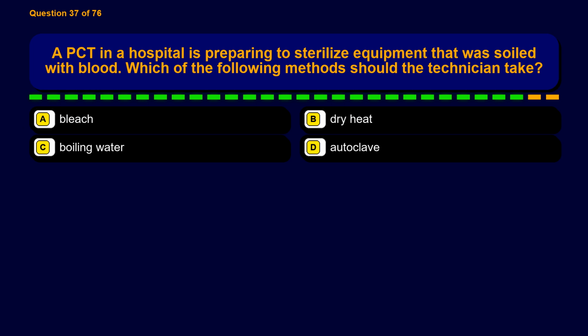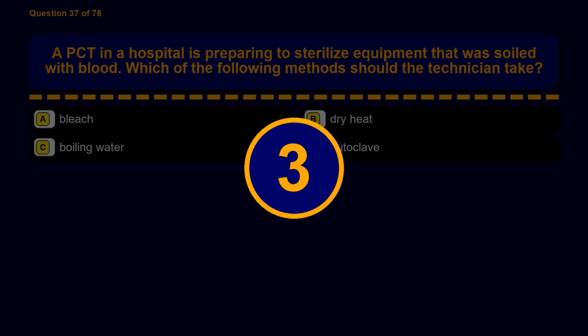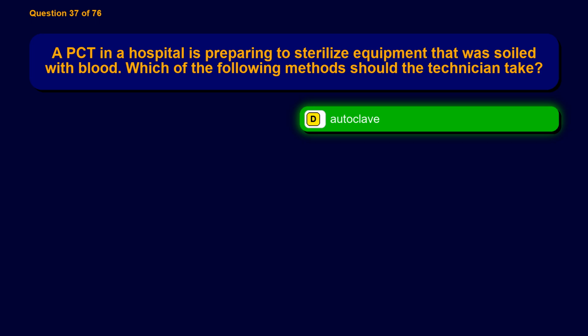Question 37. A PCT in a hospital is preparing to sterilize equipment that was soiled with blood. Which of the following methods should the technician take? Option A, bleach. Option B, dry heat. Option C, boiling water. Option D, autoclave. The correct answer is option D, autoclave.